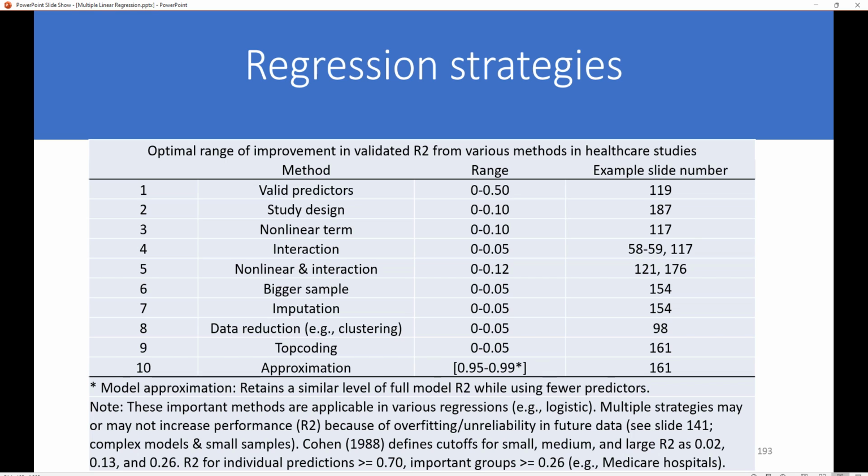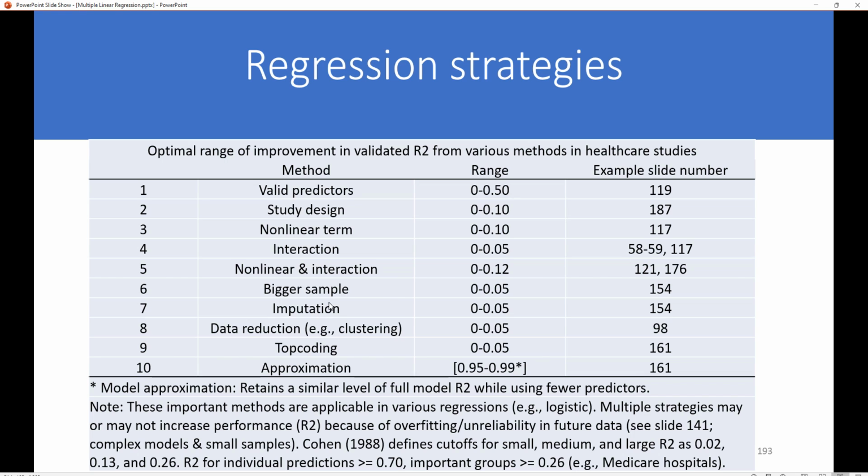So valid predictors probably will have the biggest impact, and an example of that is found on slide 119. We would also look at study design, which we just discussed. That can improve your model by up to 10 points, and the slide number is 187. And then we have different things such as nonlinear terms and interactions, or both. And that R-squares to the right, as well as examples in different slides.